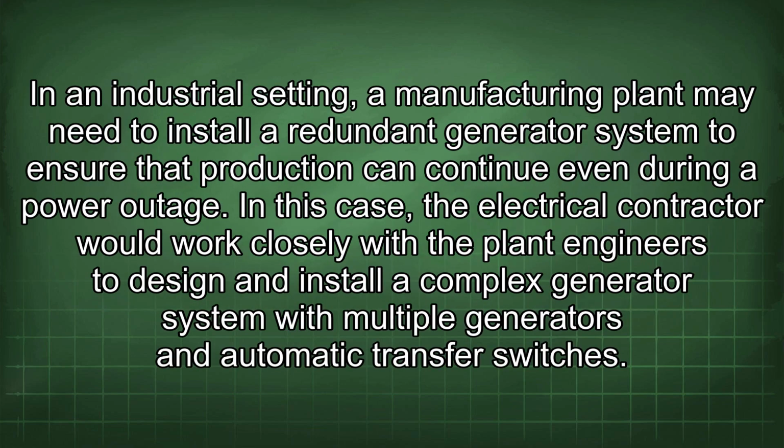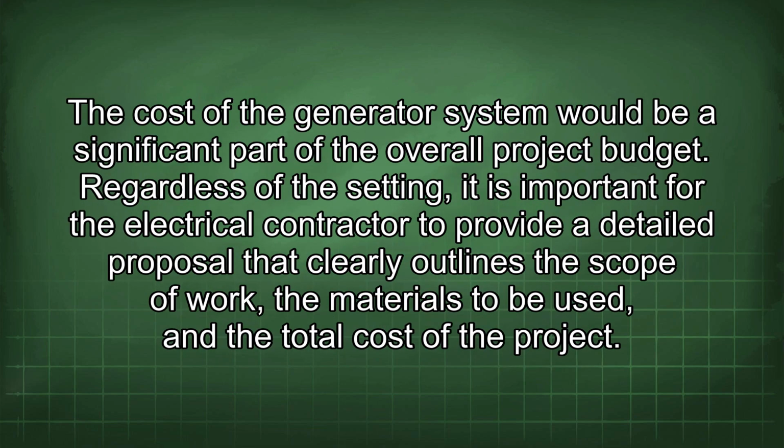In an industrial setting, a manufacturing plant may need to install a redundant generator system to ensure that production can continue even during a power outage. In this case, the electrical contractor would work closely with the plant engineers to design and install a complex generator system with multiple generators and automatic transfer switches. The cost of the generator system would be a significant part of the overall project budget.